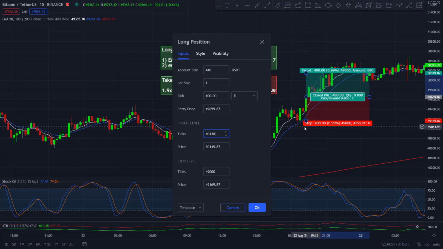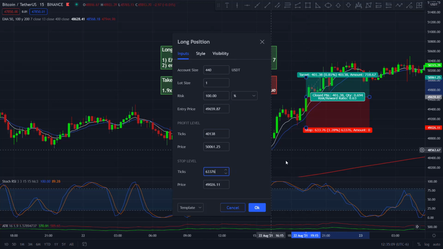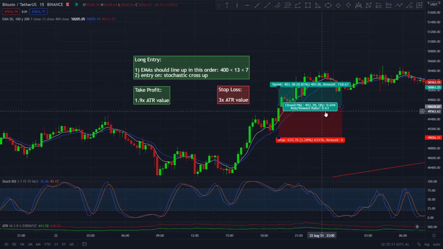And for the stop loss, we are going to use 3 times ATR, which is the red number in the bottom left corner. It's 633.76. So type that in. As you can see, it's going to be a 1 to 0.63 risk to reward ratio. I know it's a negative risk to reward ratio, but with this strategy, it works fine.